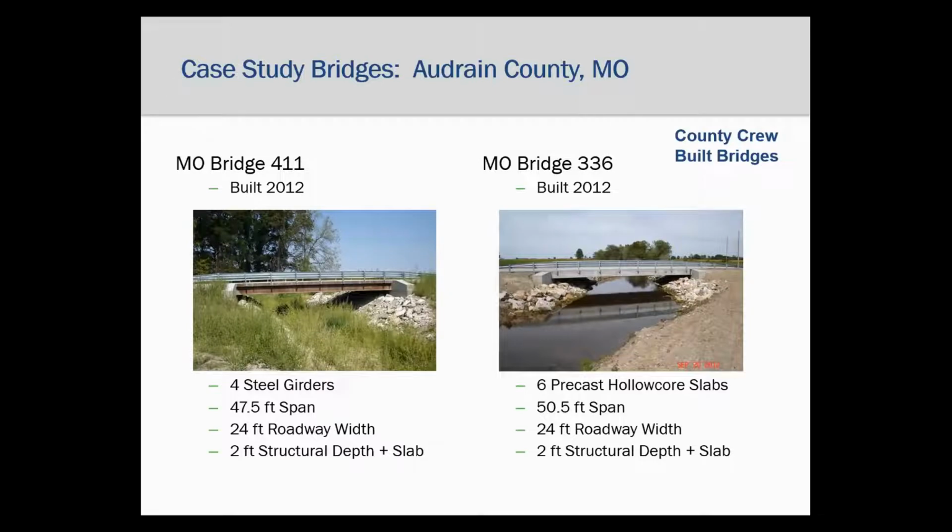The steel bridge on the left here consists of 4 steel girders, 47.5-foot span, 24-foot roadway, and a 2-foot structural depth. The concrete bridge on the right consists of 6 precast hollow core slabs with a 50.5-foot span, 24-foot roadway width again, and again a 2-foot structural depth. These two bridges were built in the same year and are nearly identical except for the small difference in the span length. The engineer was asked to keep a detailed account of the cost for the construction of the two bridges so that a direct comparison could be evaluated.